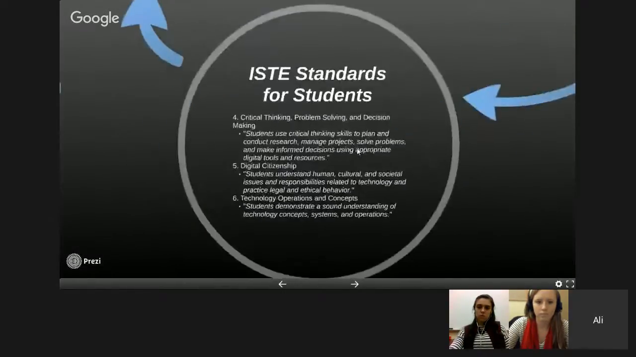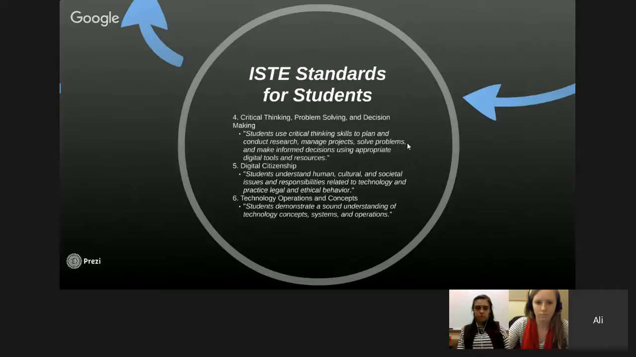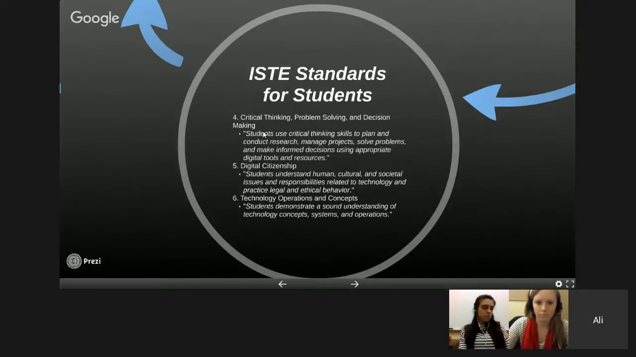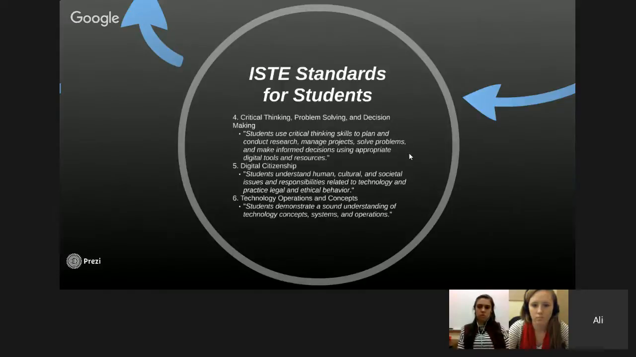All right. So I did ISTE standards for students, and I also did one for teachers. So I did standards 4 through 6 for students. Standard 4 is critical thinking, problem solving, and decision making. And it states that students should use critical thinking skills to plan and conduct research, manage projects, solve problems, and make informed decisions of using appropriate digital tools and resources. So basically, it's just using technology appropriately to research, plan, etc.